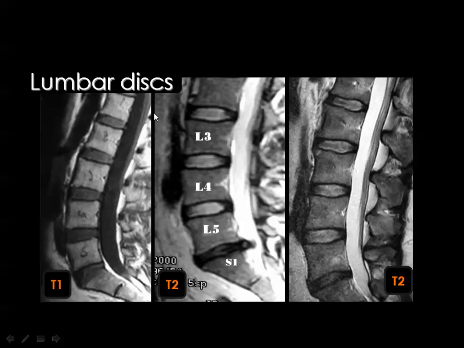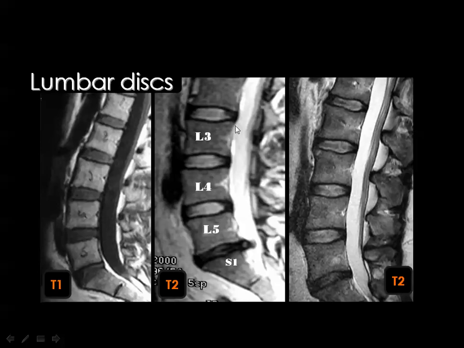In the lumbar or the cervical spine, the intervertebral disc is made of two components, the annulus fibrosus and the nucleus pulposus. The nucleus is cartilage containing water. It will appear black in the T1 and bright in the T2 weighted image. Then the normal disc will appear black in the T1 and bright in the T2.